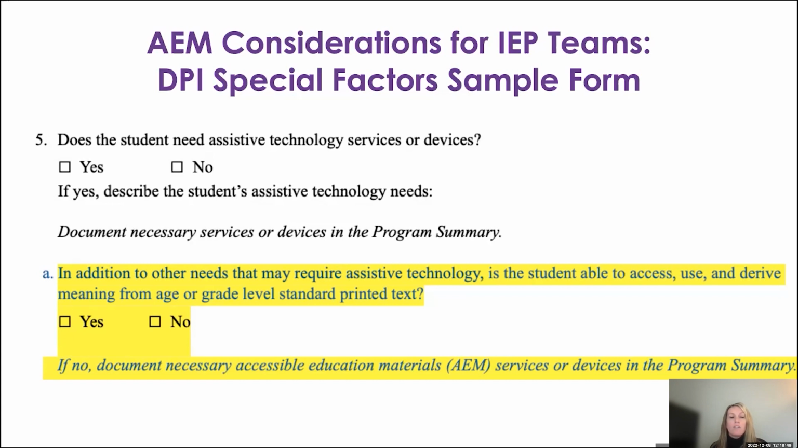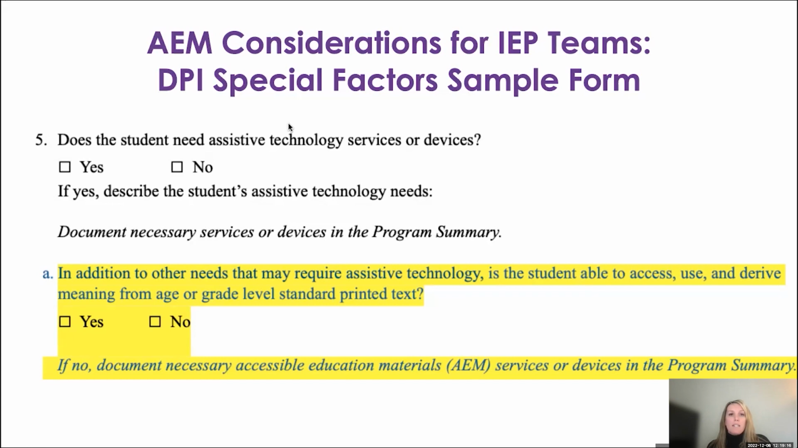In addition to other needs that may require assistive technology, is the student able to access, use, and derive meaning from age or grade level standard printed text? And again, the key words here are access, use, and derive meaning from. Just giving access isn't enough. Student needs to be able to engage with and derive meaning from the grade level standard printed text.